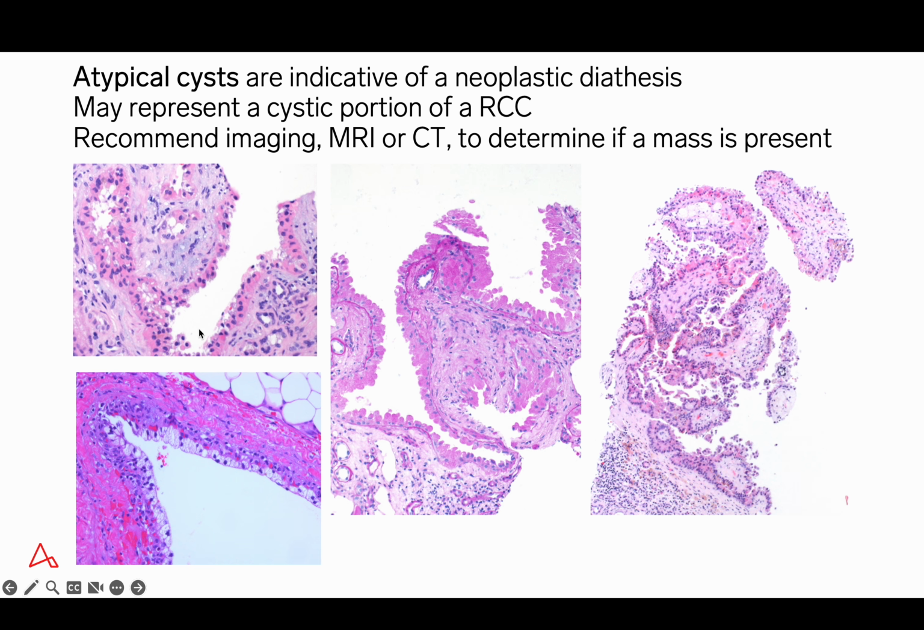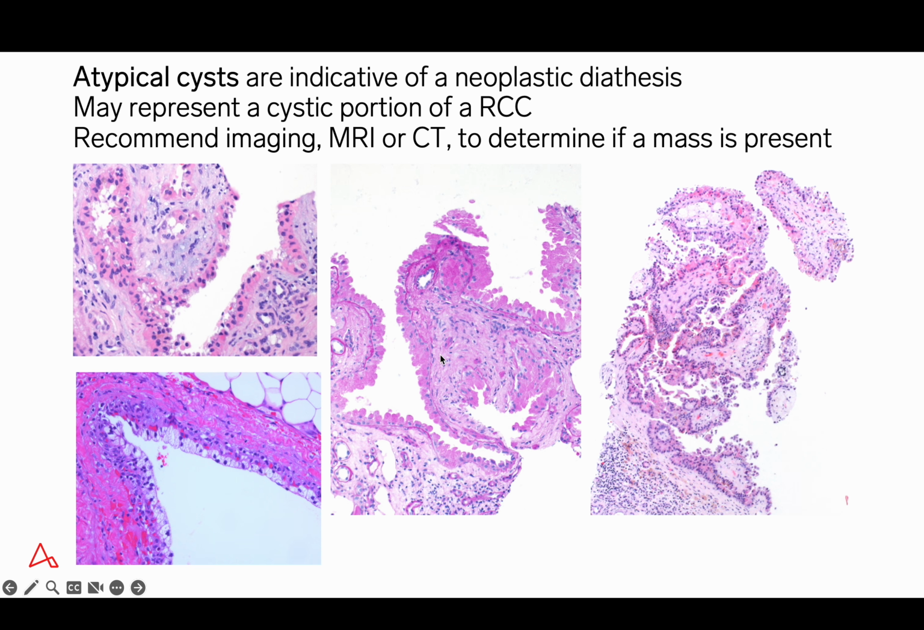These two cysts, atypical cysts on the left, may simply be atypical cysts. However, one can never be certain when you see an atypical cyst if they're not part of a cystic neoplasm. Therefore, imaging studies, MRI or CT examination, are important to be performed to determine if a mass is present.